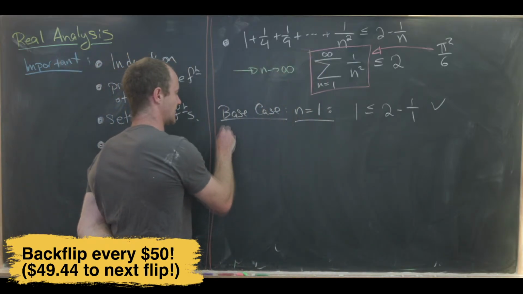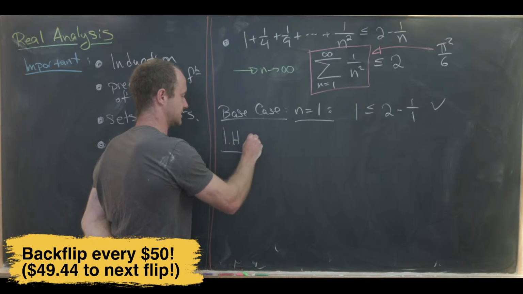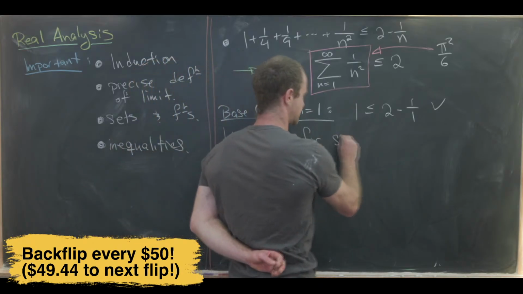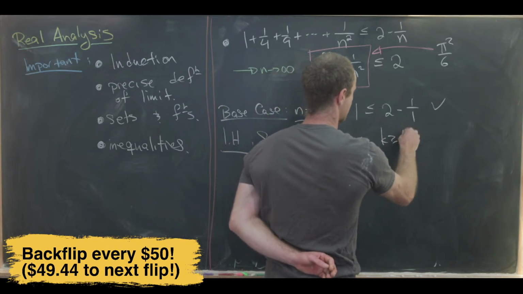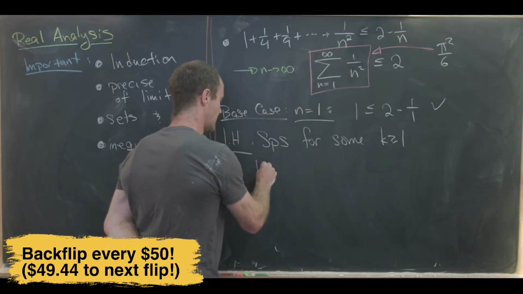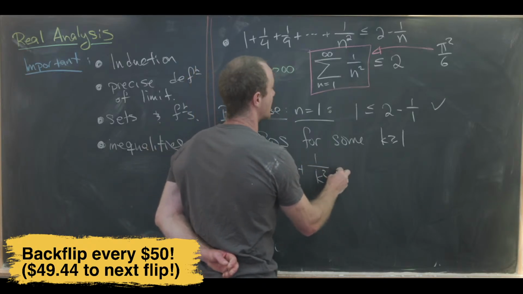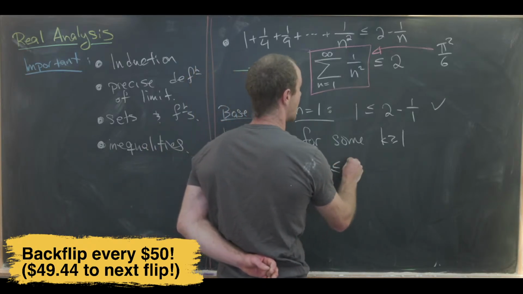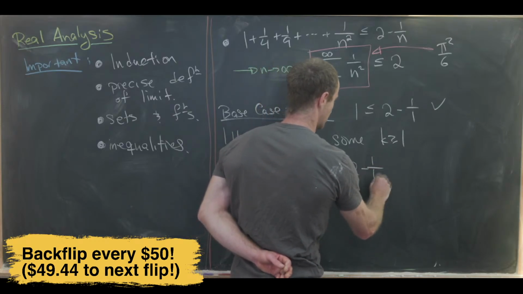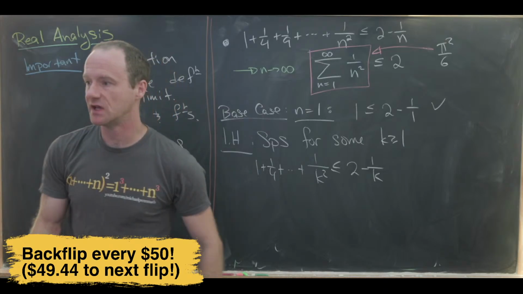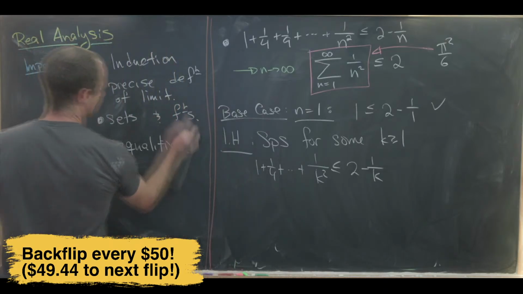Now let's make an induction hypothesis. Let's suppose for some k bigger than or equal to 1, 1 plus a quarter plus up to 1 over k squared is less than or equal to 2 minus 1 over k. Okay, that's our induction hypothesis. Now we look at the next case.